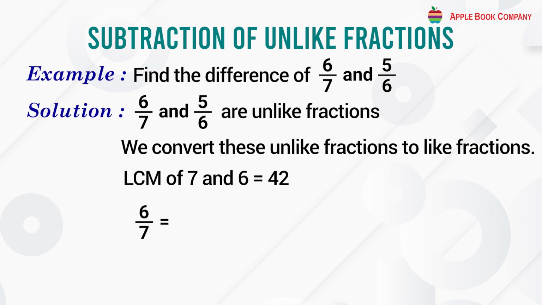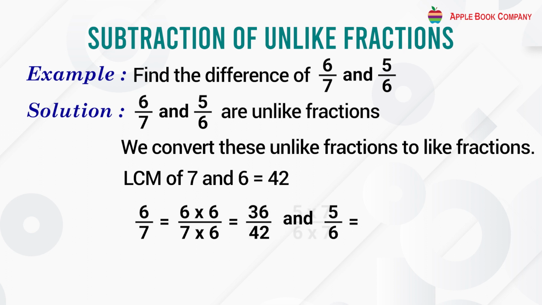Take 6 by 7 first. If you multiply both the numerator and the denominator by 6 here, it is equal to 36 by 42. Take the other fraction, 5 by 6. Now multiply this numerator and denominator by 7. So you get 5 by 6 is equal to 35 by 42.